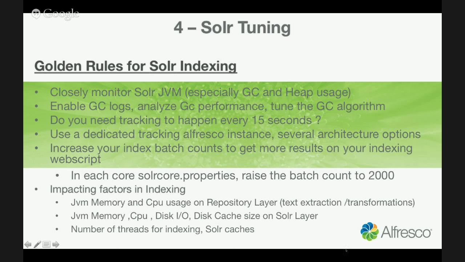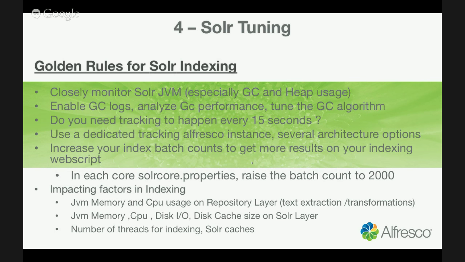So what are the impacting factors in indexing? The JVM memory and CPU usage on the repository layer because of text extraction and transformations. JVM memory, CPU, disk I/O, and disk cache size on the Solr layer. This is very important. Solr, as we all know, is very hungry for memory. So the more memory you throw at Solr, the more memory Solr uses. So actually it needs a lot of memory. But if you throw a lot of memory at Solr and you don't configure the JVM appropriately, you're doing more harm than good. So this is very important.